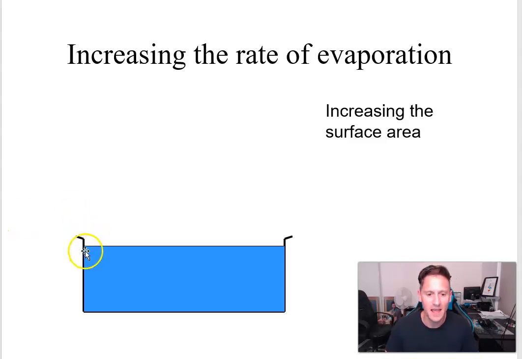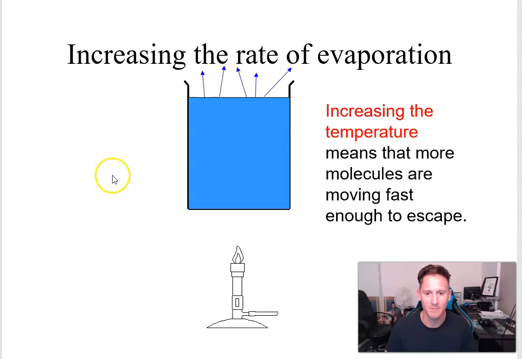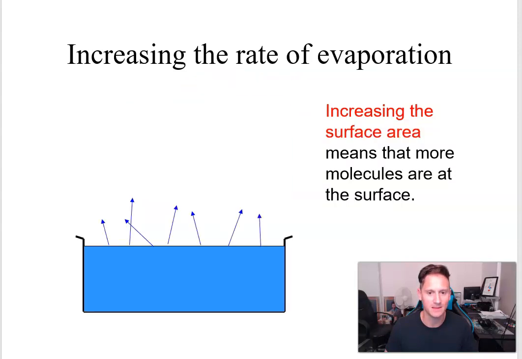If we increase the surface area, we would also increase the rate of evaporation. That's because now there's more surface for more water molecules to be able to reach. So with this shape previously, there's only a certain number of molecules that can be on that surface at one point in time. If we make that surface wider, then there's more opportunities for those molecules to escape.